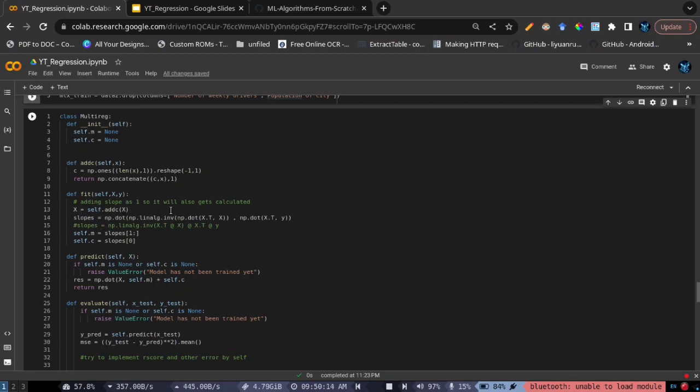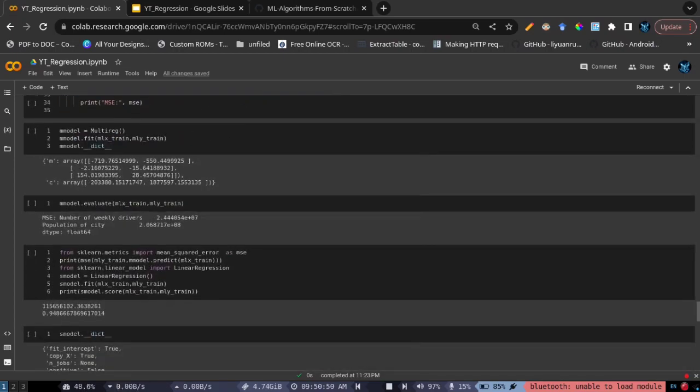And our slope formula is pretty simple: np dot these two, then inverse them, and then multiply with these two. So our answer will give us our slopes, or I should have said coefficients rather than slopes, but it's fine. So our self dot m is going to be after 1, and our self dot c, which is our intercept, is going to be at the first position because we have added it into the first position. And self dot predict is going to be the same, y is equal to mx plus c. So it is pretty straightforward.